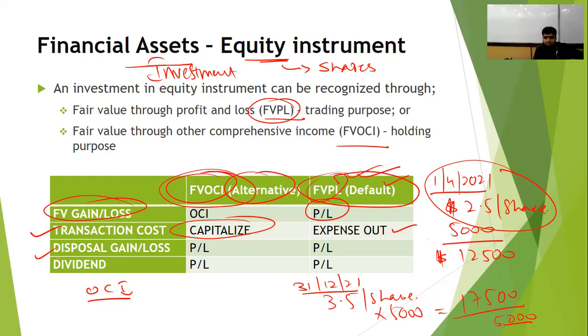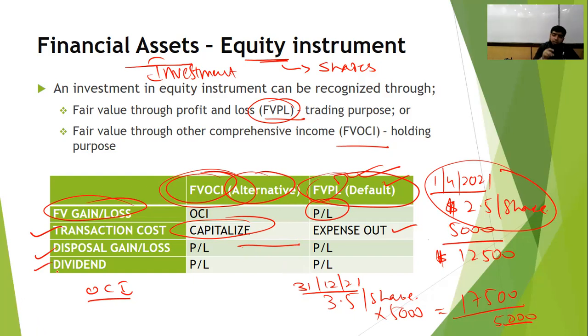So how to recognize that gain or loss? You will be recognizing that gain or loss in P&L. Whether you are following fair value through P&L or OCI, there is no discrimination in that. There is no difference in that. You will recognize that gain or loss on disposal in P&L, either you follow the OCI or P&L approach. So there is no difference in that.